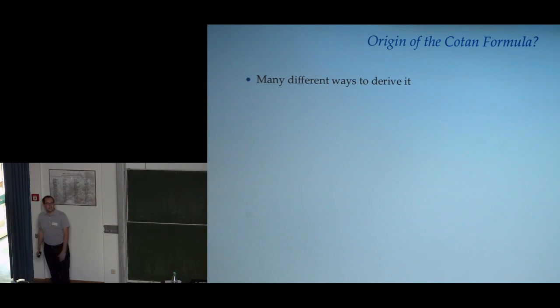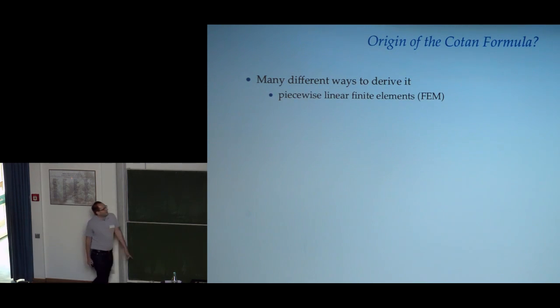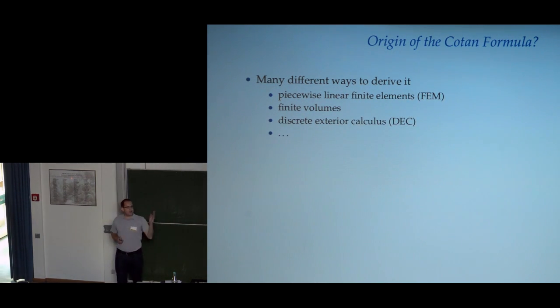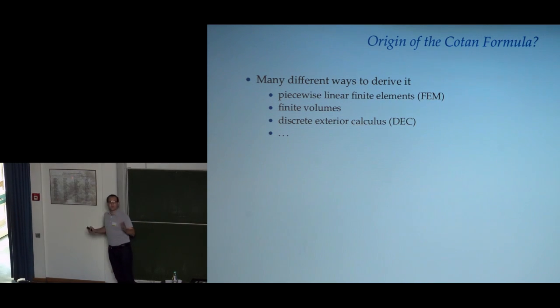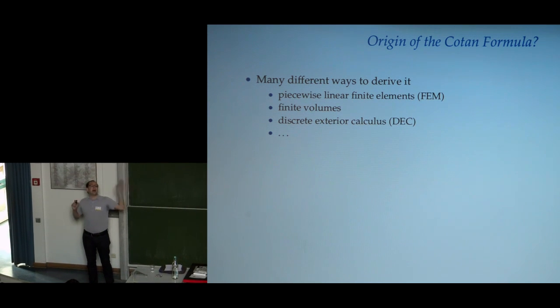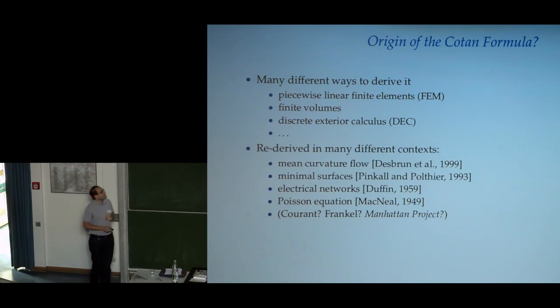There are many different ways to derive this thing. If you take a class on finite elements and look at how to calculate the Laplacian using that, you're going to get this formula. If you look at finite volumes in fluids, for example, you're going to get this formula. It shows up all over the place. Discrete exterior calculus, which I mentioned before, is one way of deriving things like divergence, and from that you're going to get out this exact same formula.